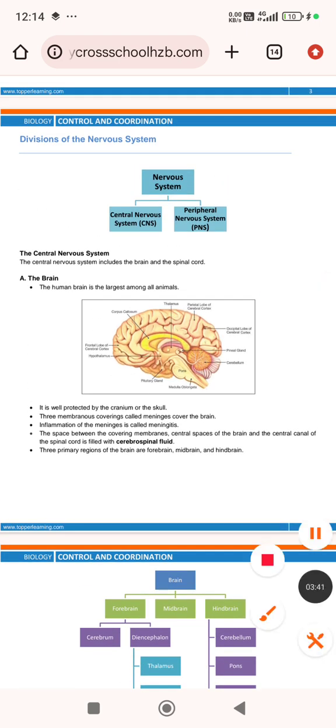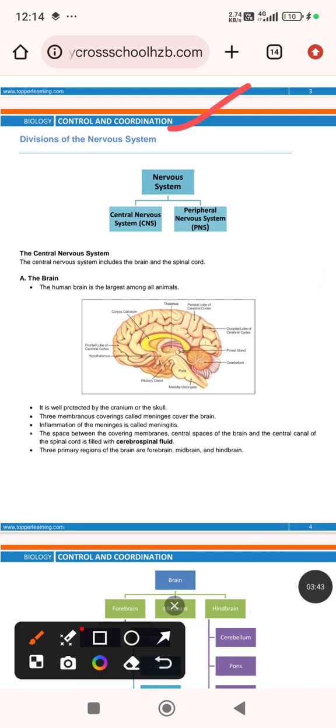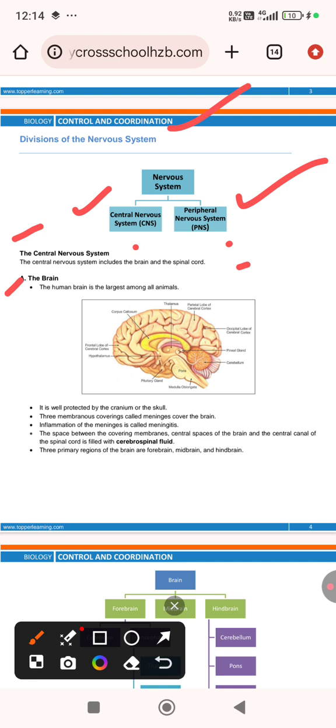Division of the nervous system. The nervous system is of two types: central nervous system and peripheral nervous system. CNS is the central nervous system, PNS is the peripheral nervous system. Number 1, central nervous system. The central nervous system includes the brain and the spinal cord. The human brain is the largest among all the animals. Here is a diagram of the human brain.